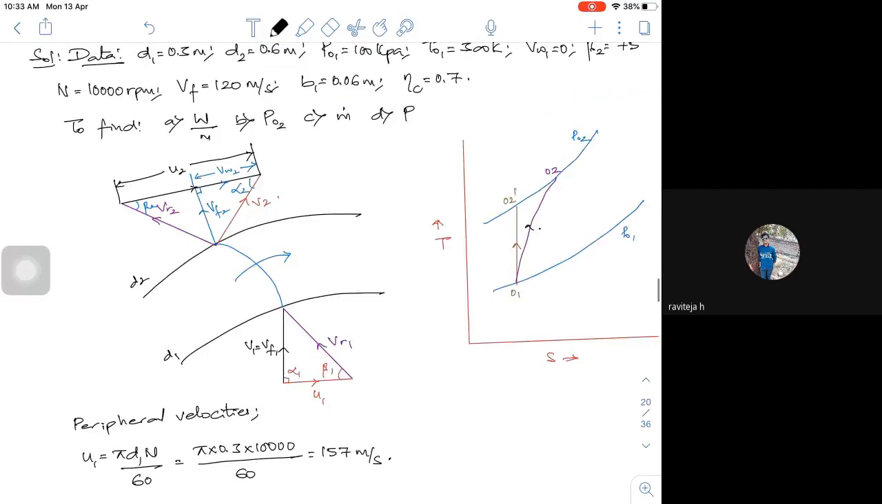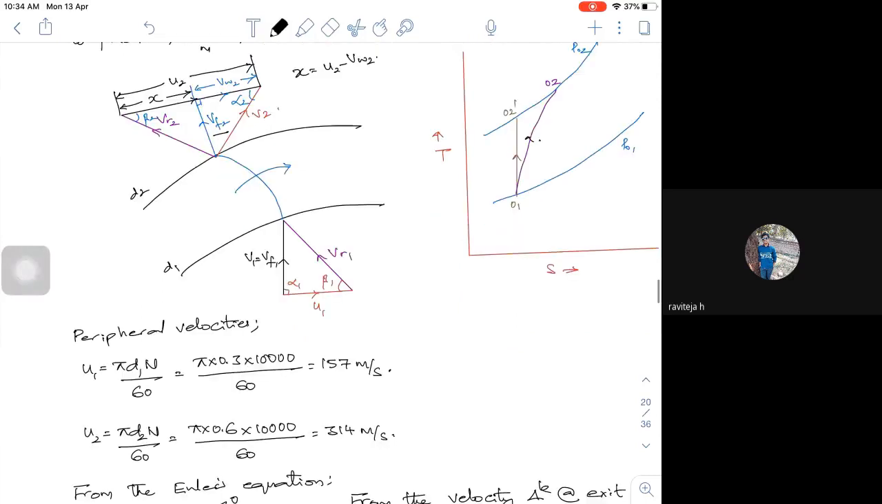So from the exit velocity triangle, what is my tan beta 2? Tan beta 2 is equal to VF2 divided by this x. What is this x actually? X is equal to U2 minus VW2. So tan beta 2 is equal to VF2 divided by x. I know the value of beta 2, which is given in the numerical, which is 75. I know the value of VF. VF1 is equal to VF2, which is 120, and U2 we calculated just now. The only unknown is VW2, so I can calculate the corresponding VW2.